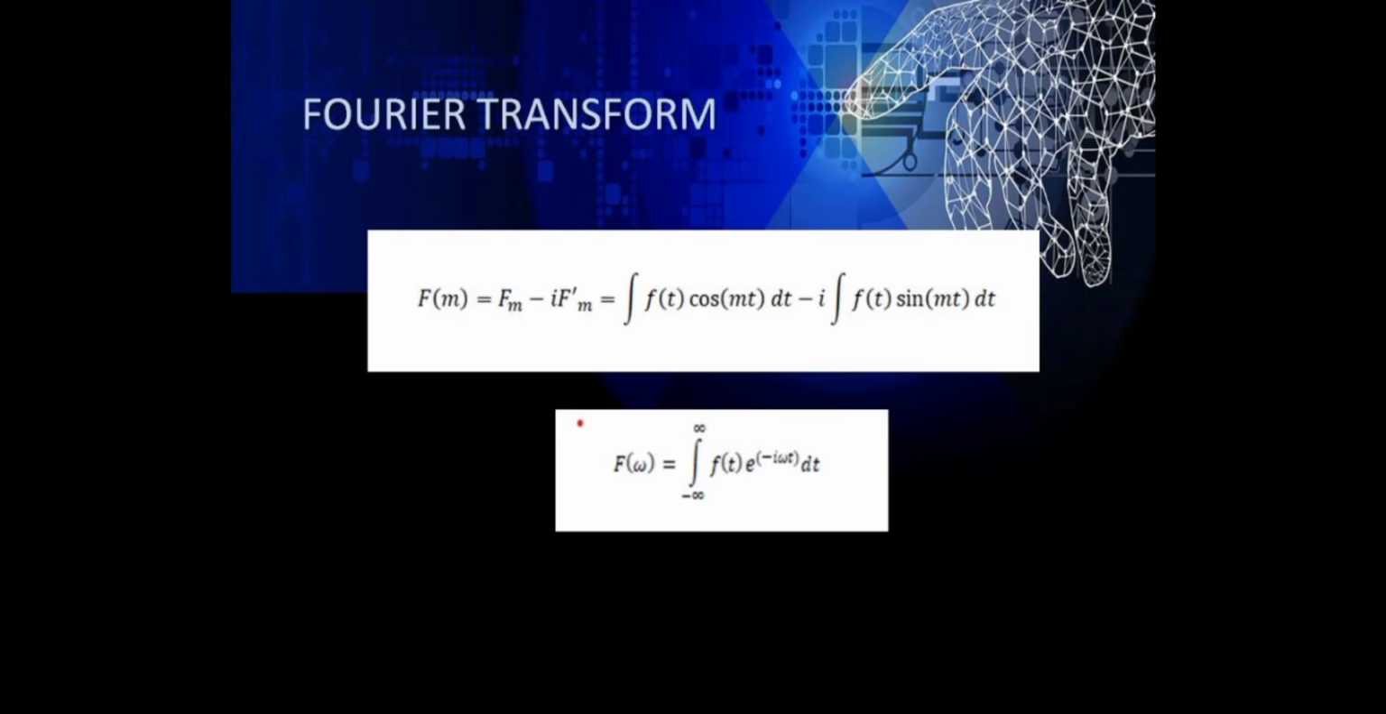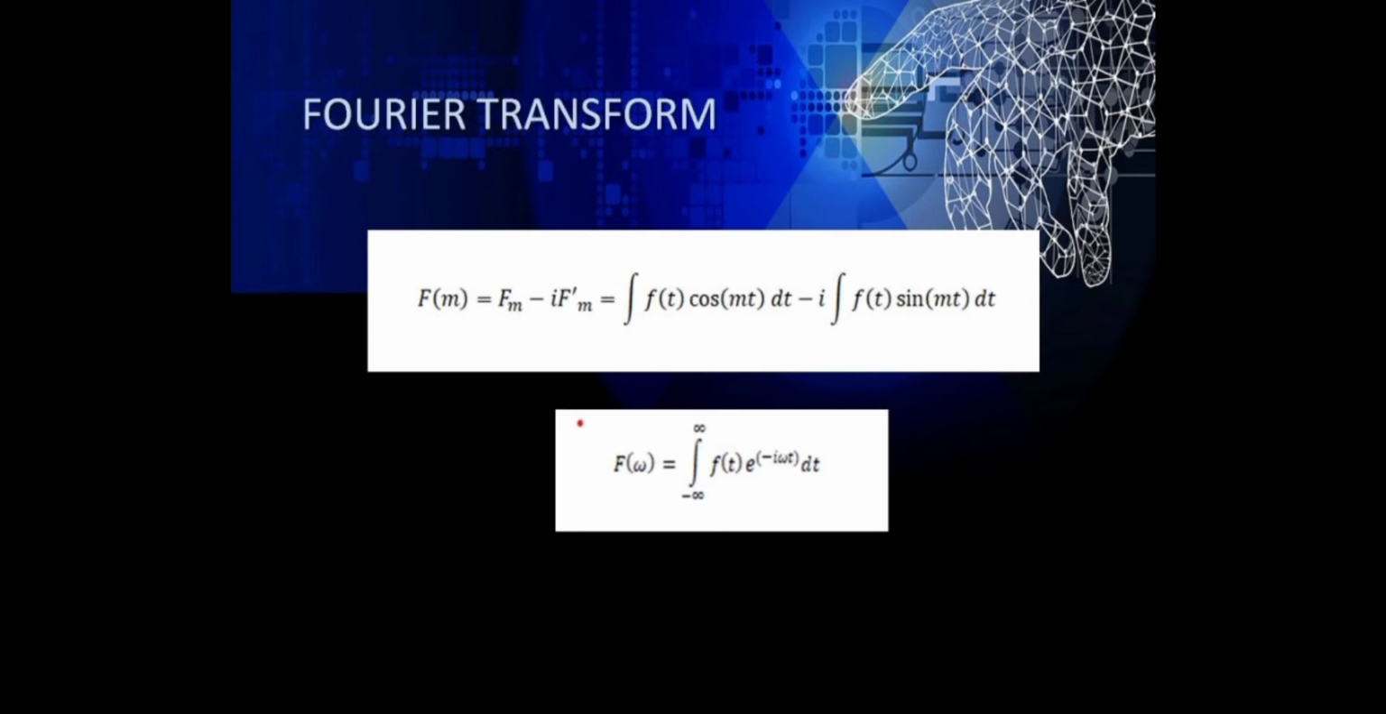Let's define a function F of m that incorporates both cosine and sine coefficients, with the sine series distinguished by making it the imaginary component, which is F of m is equal to F sub m minus i F prime m, which is equal to the integral of f of t multiplied by cosine mt dt minus i multiplied by the integral of f of t multiplied by sine mt dt.